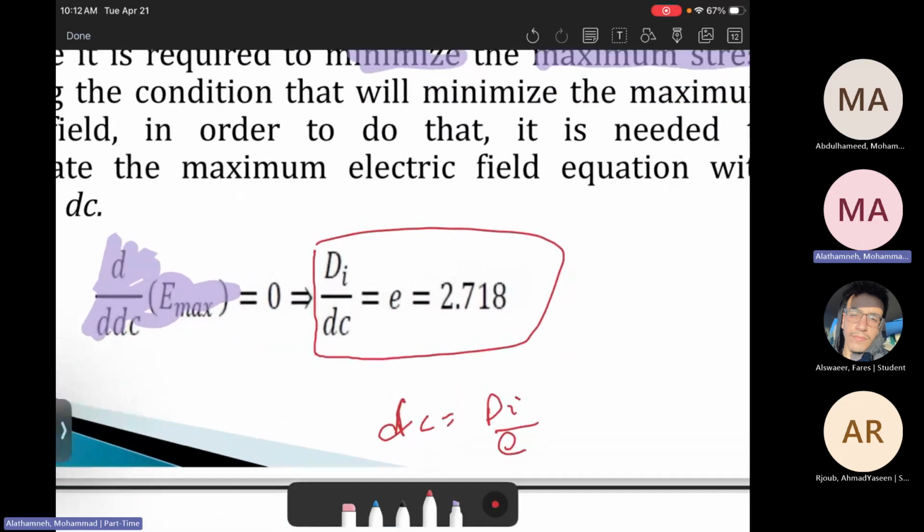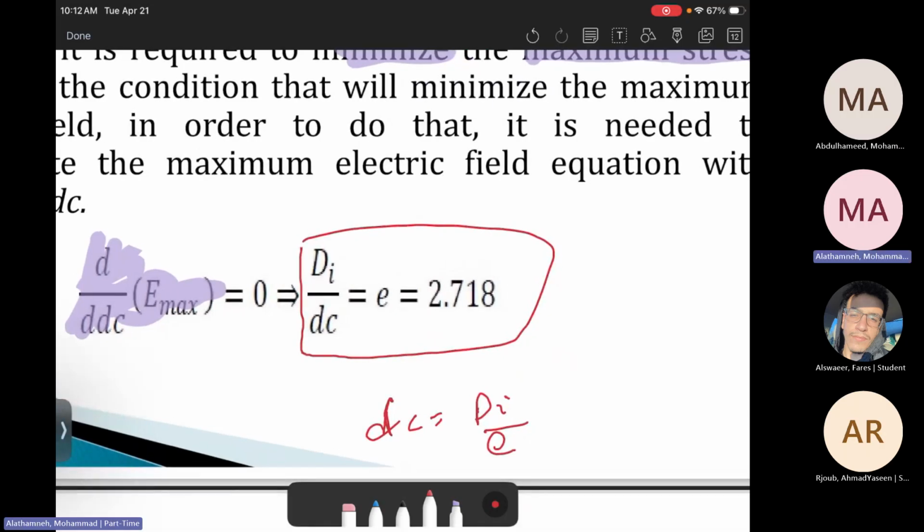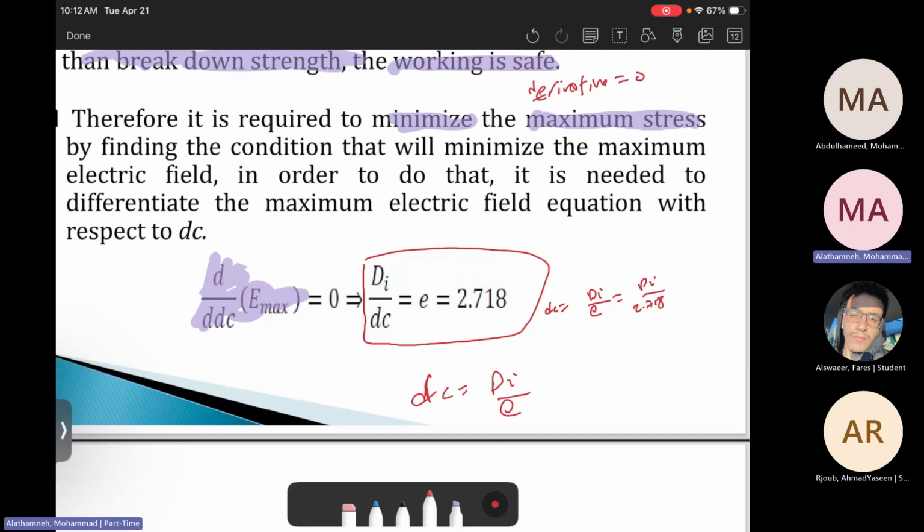So we can do the derivative here, d by dDC, with respect to the conductor diameter, of the maximum. This yields DI divided by DC equals e. As a result, we can say DC equals DI divided by e, or in other words, DI divided by 2.718. This is the optimal ratio between DI and DC to make sure we minimize the maximum stress in the cable. That's our target.